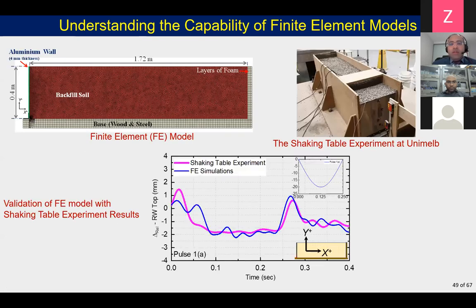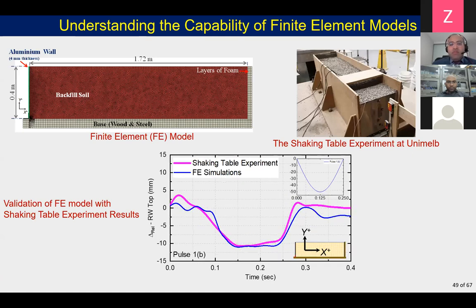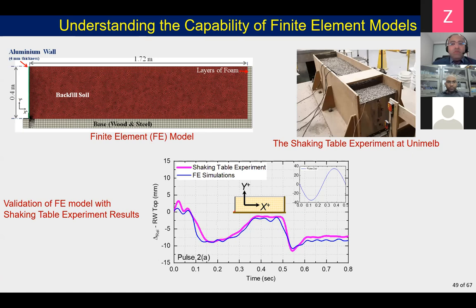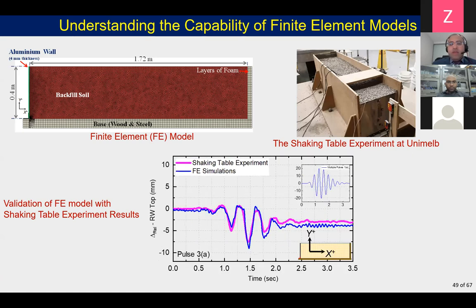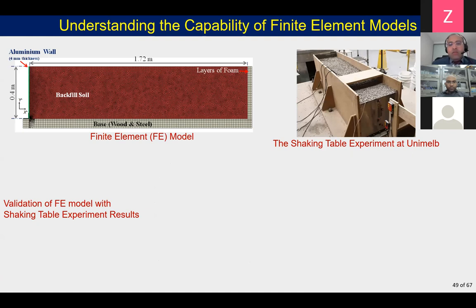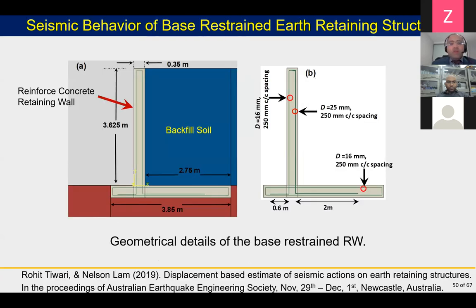Okay, so then compare the result between the shake table and the finite element. This is the result with the different pulses we have observed in the shake table experiment, triaxial testing, and based on the finite element model. The comparison has been made, and it was observed that an accurate and reliable finite element model can replicate the seismic performance of earth retaining structures quite well. So this is the result, and I think we have run out of time.